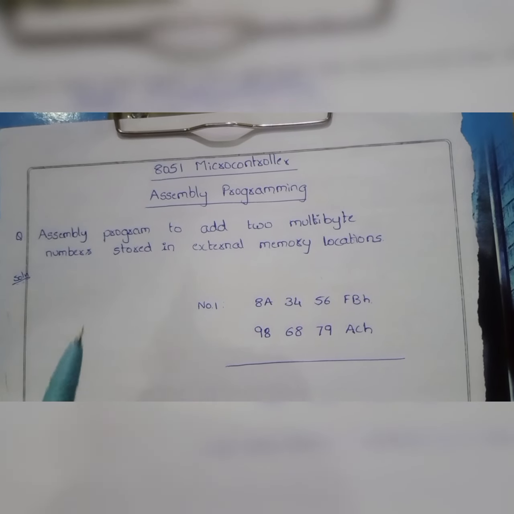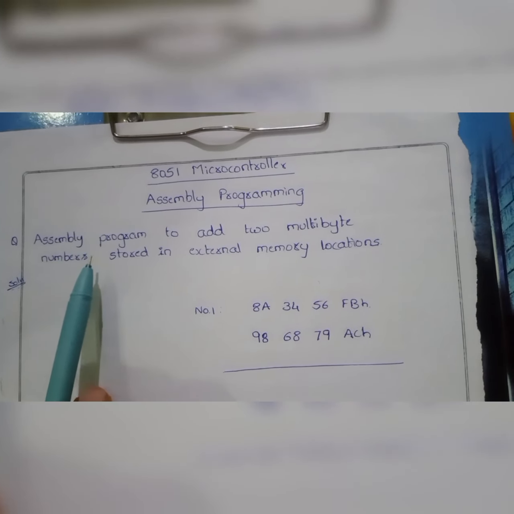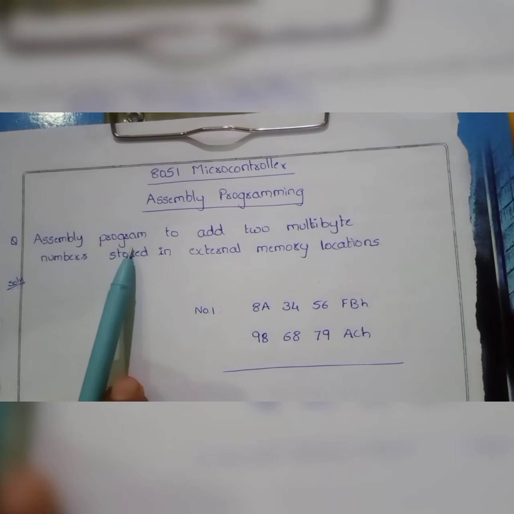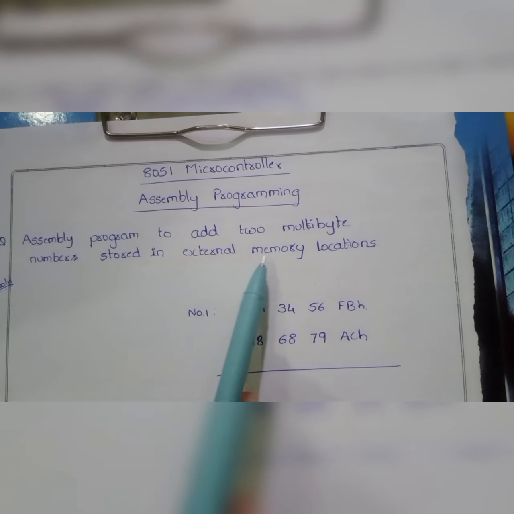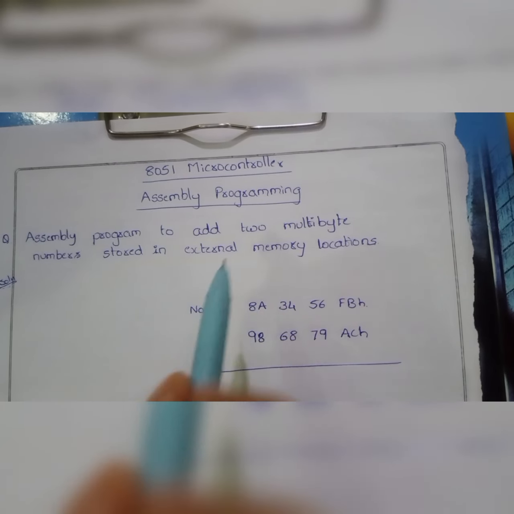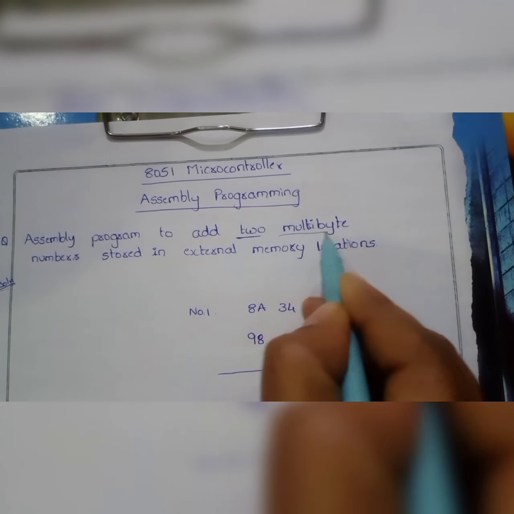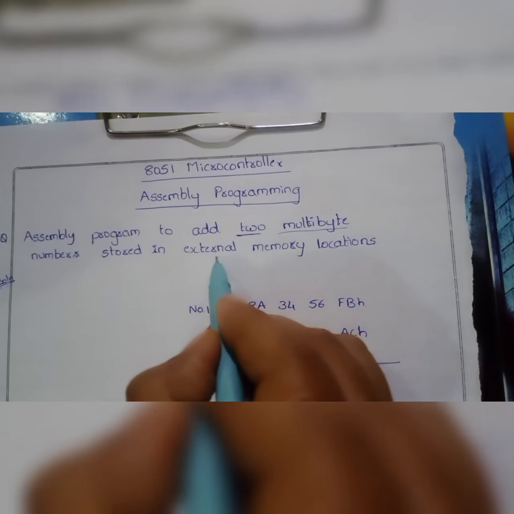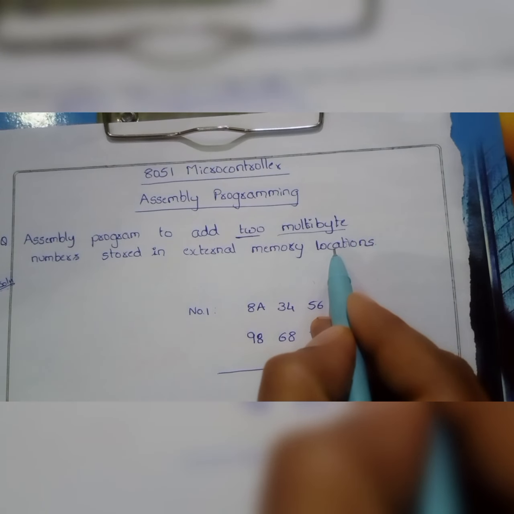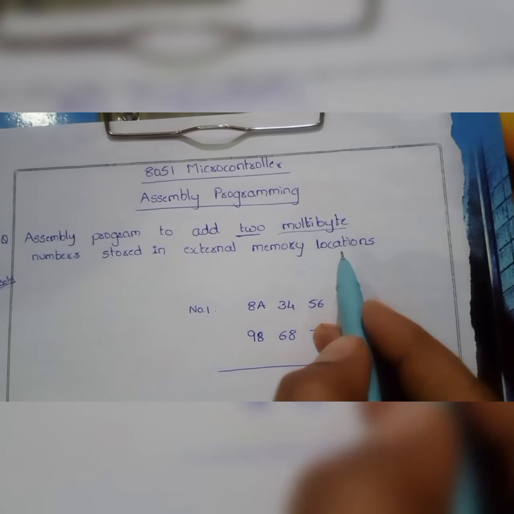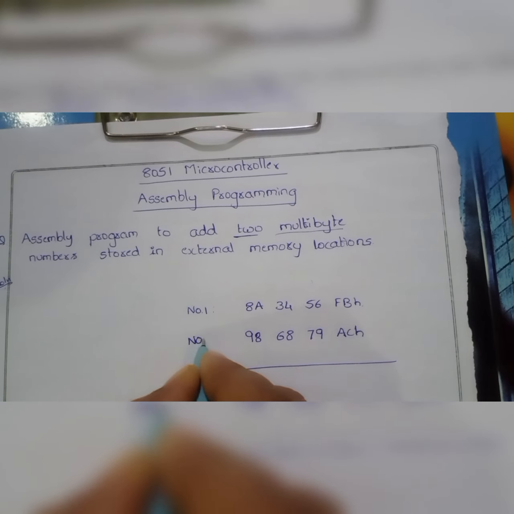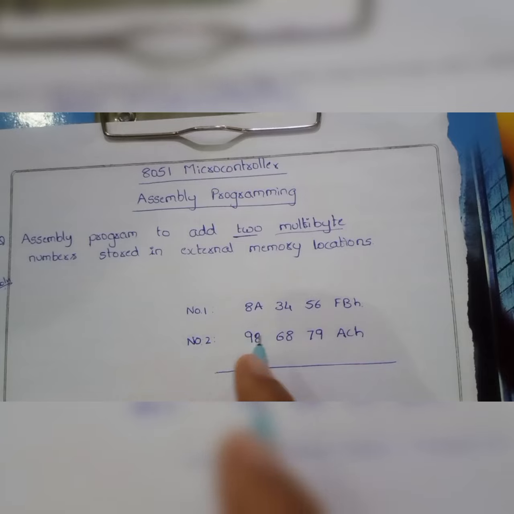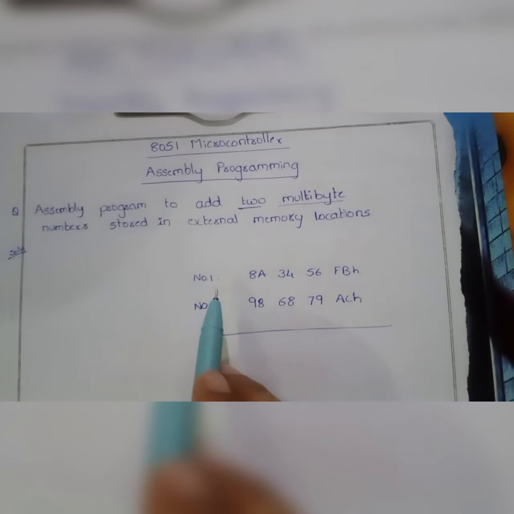Namaste. In this video, we shall learn about the assembly program to add two multi-byte numbers stored in the external memory location. So we are adding two numbers which are multi-byte, which are stored in the external memory location. Whatever the numbers may be, I am taking an example of this. So this is number 1 and this is number 2. As mentioned, they are multi-byte, so we have considered an example here.